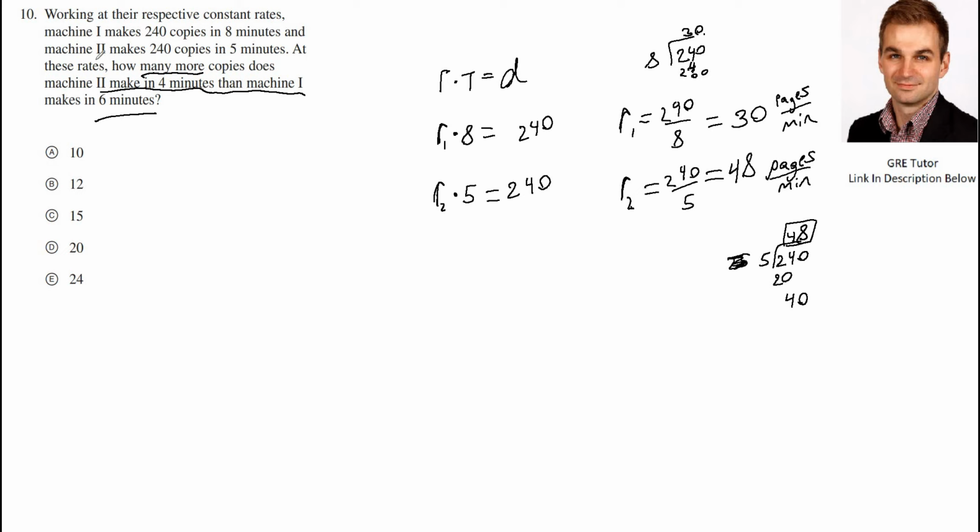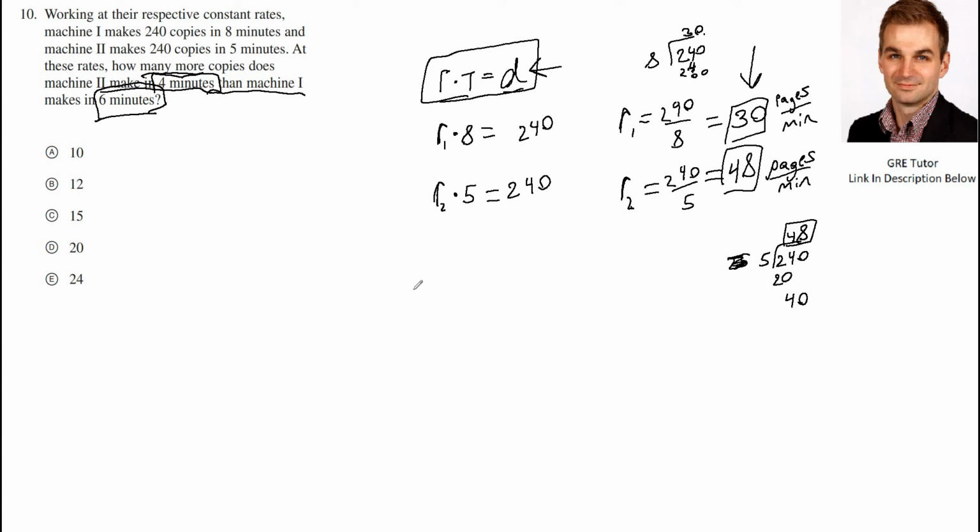Okay, so at these rates, the rates that we've just found, how many more copies does machine 2 make in 4 minutes than machine 1 in 6 minutes? So now what they're asking us to do is put specific times into our rate functions that we just found, into our r times t equals d. So we now know the rates. The rates are 48 and 30. Let's write this function with the new time and our known rates to find our final distance.